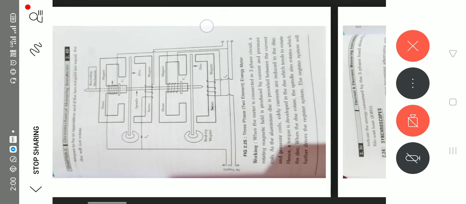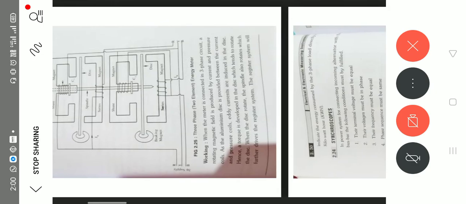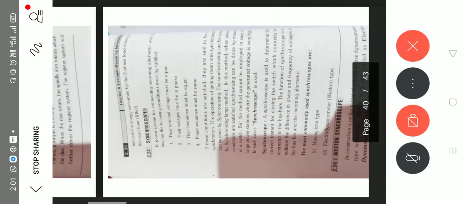You can read this matter also, the same. When the meter is connected to a three phase circuit, a rotating magnetic field is produced in the current and pressure coils. At that time, the aluminum disc is placed between the current and pressure coils. Then eddy currents are induced in this disc, so torque is developed in the disc. When the disc rotates, the spindle also rotates and records in the registering system. Right. The same matter is there here also. Okay. I will go to the next topic.